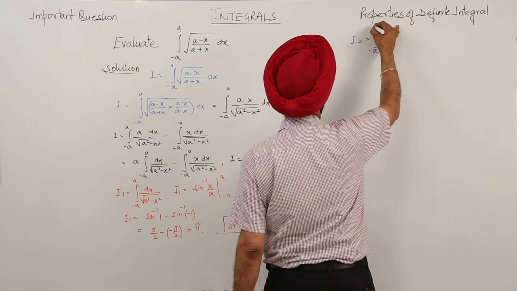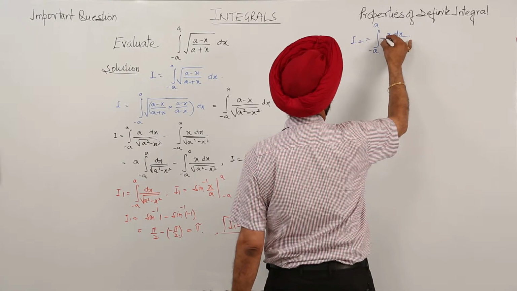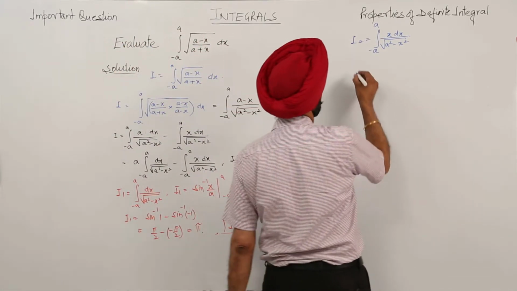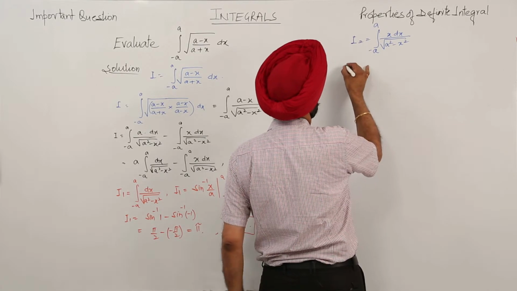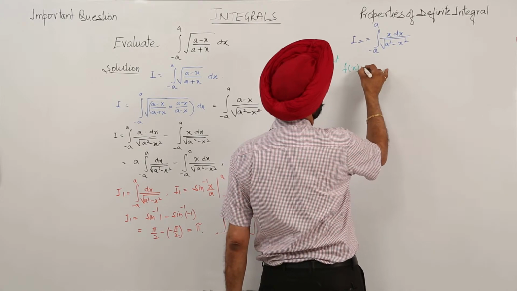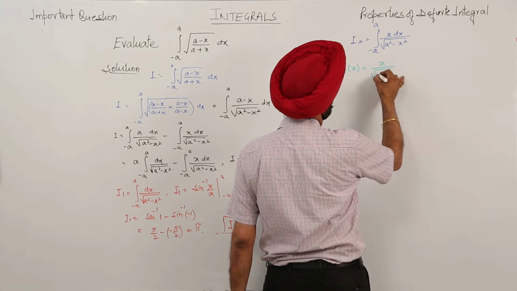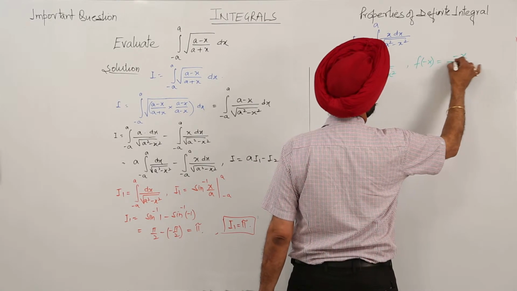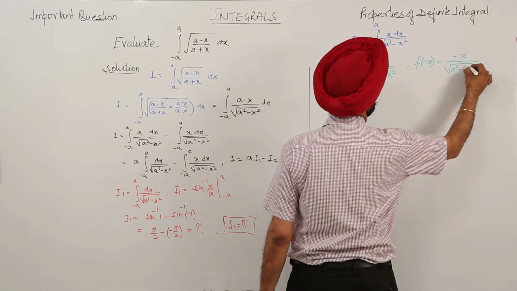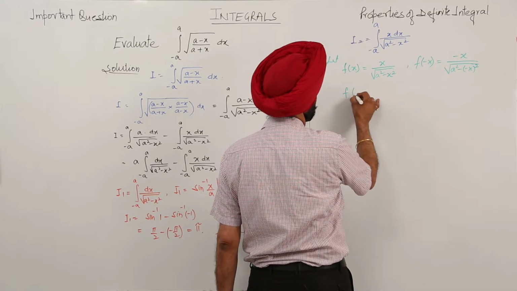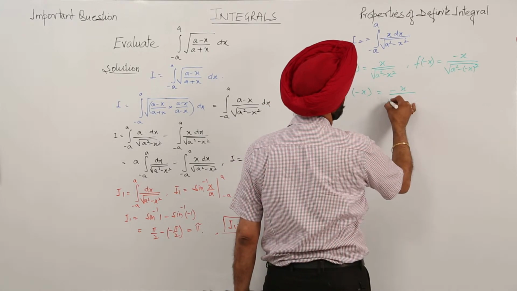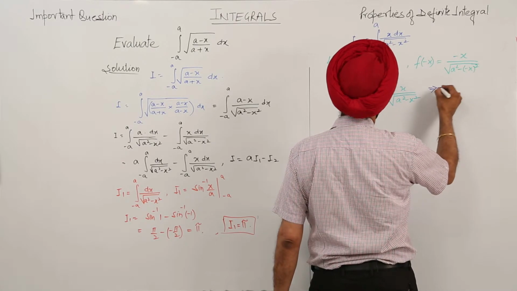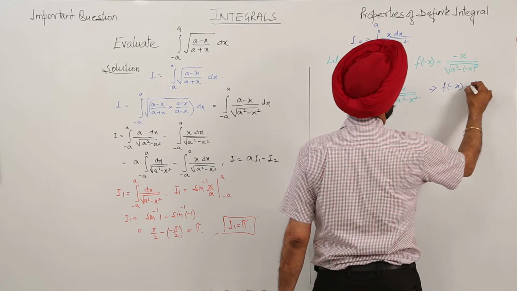Now going for I2. I2 is equal to the integral from minus a to a of x dx upon the square root of (a square minus x square). Now let f(x) be equal to x upon the square root of (a square minus x square), and f(minus x) is equal to minus x upon the square root of (a square minus x square). Now here what we are getting? This implies f(minus x) is equal to minus f(x).